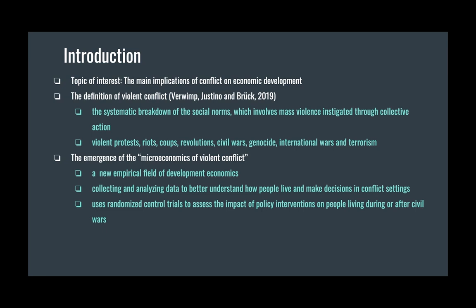While being general on the concepts, the paper Microeconomics of Violent Conflict presents a new empirical field of development economics, which consists of collecting and analyzing data, mainly from household surveys, to better understand how people live and make decisions in conflict settings. It focuses on first how individuals behave, second how people contribute to conflicts, and third the use of randomized control trials to assess the impact of policy interventions on people living during or after civil wars.